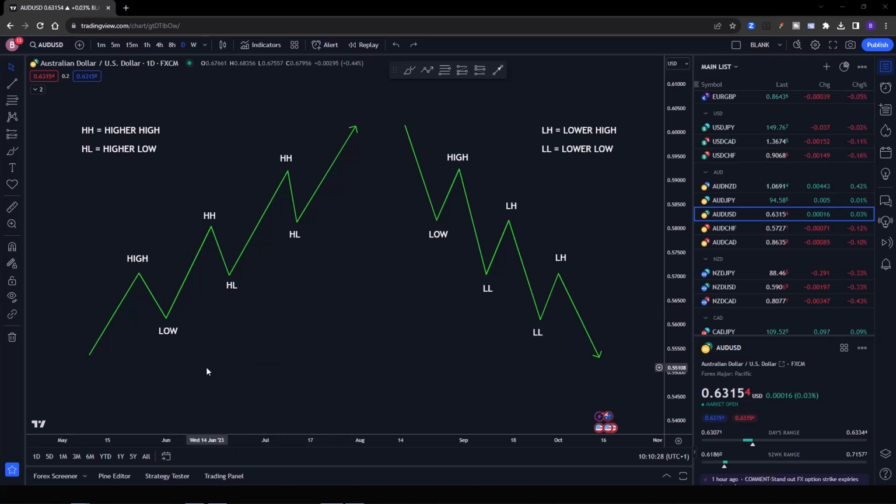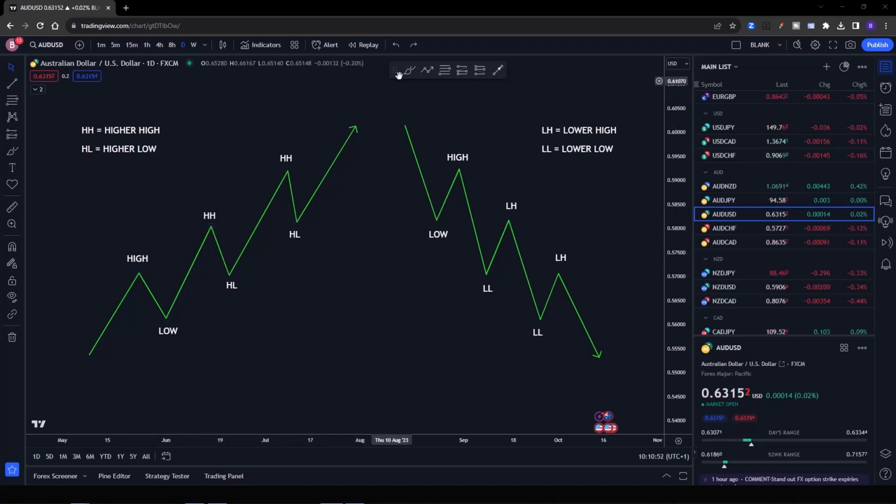Now in the last lesson, we learned about swings. And what you can see here is an example of something called an uptrend. An uptrend is just a pattern of swings. So we start off with our high, this is our swing high, and the market will then pull back and form a low. This is a swing low. Now what we get next is a pattern of higher highs and higher lows.